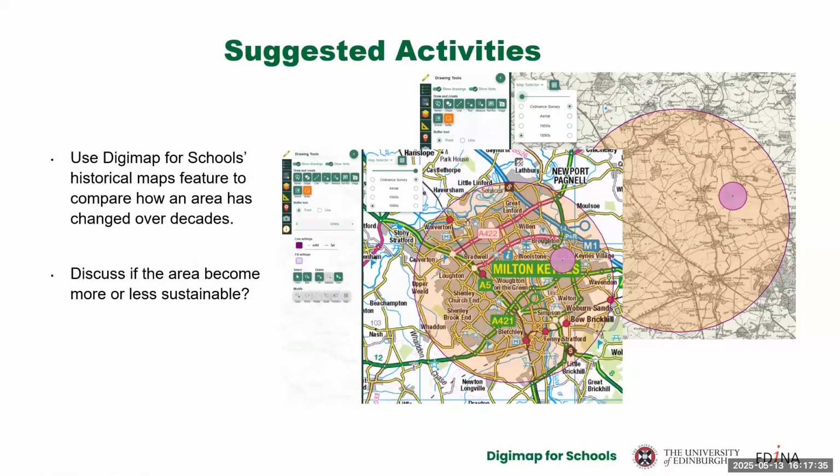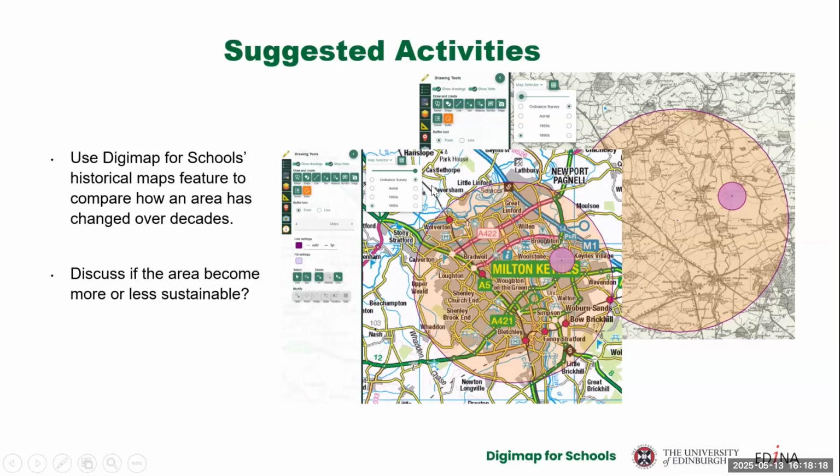You can also use Digimap for Schools for historical maps, to compare how places have evolved over time. This sparks discussion about whether areas have become more or less sustainable over the decades. It's a powerful way to understand change in community, for example. So here I have an example that I created. I looked at Milton Keynes. I used the buffer tool in Digimap for Schools, and I circled the whole area of Milton Keynes in the 1890s and how it grew. The big circle is Milton Keynes as it is today.